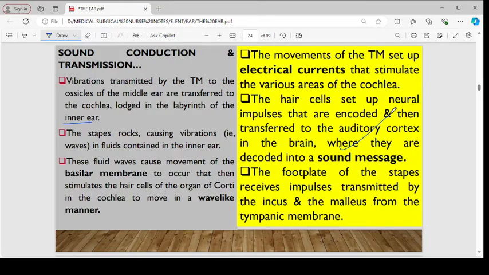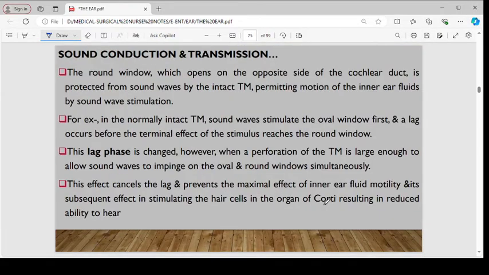The footplate of the stapes will receive impulses transmitted by the incus and then the malleus from the tympanic membrane. We have the round window, which opens on the opposite side of the cochlear duct and is protected from the sound waves by the intact tympanic membrane, and this permits motion of the inner fluids by sound wave stimulation. So in the normally intact tympanic membrane, sound waves will stimulate the oval window first, then we'll have a lag period which occurs before the terminal effect of the stimulus reaches the round window.